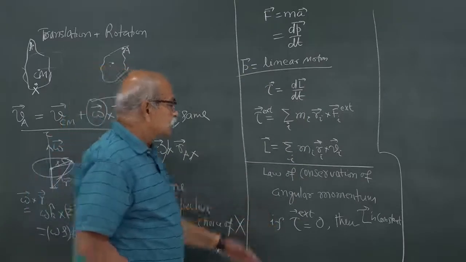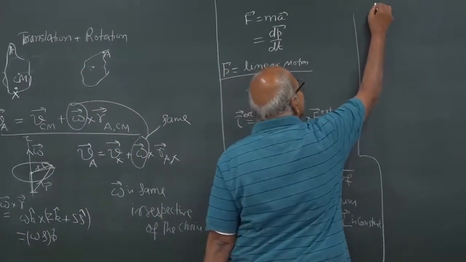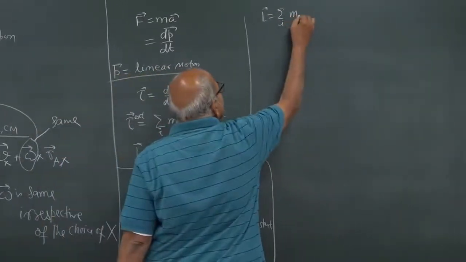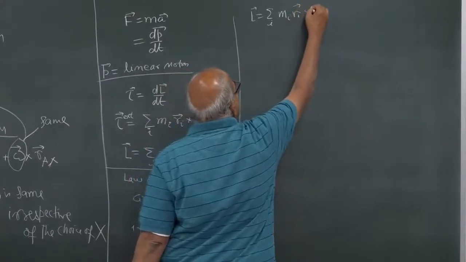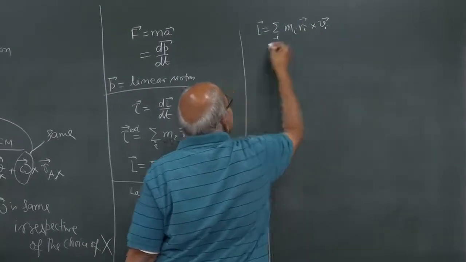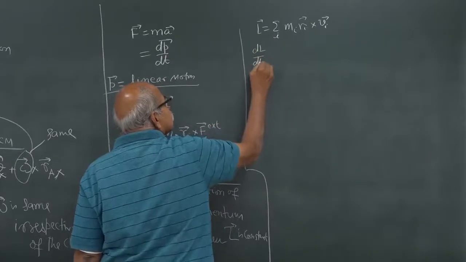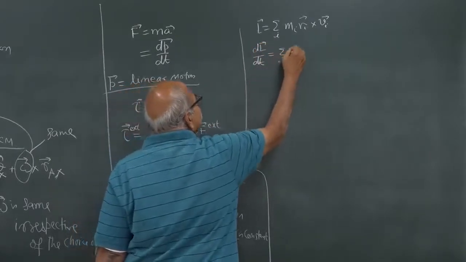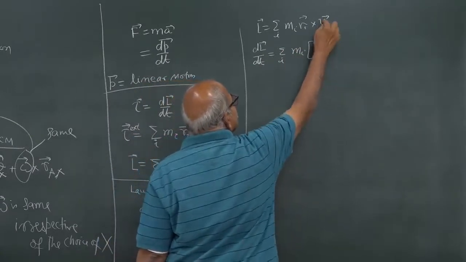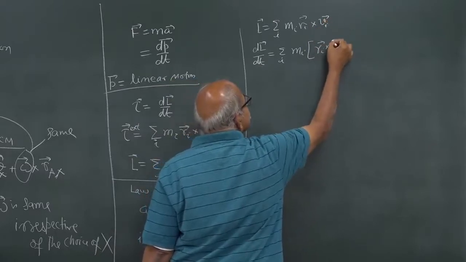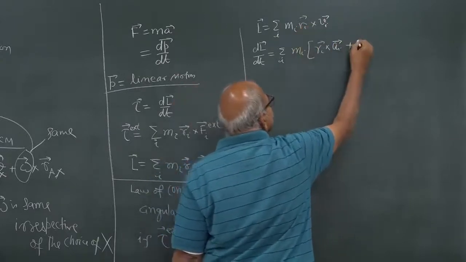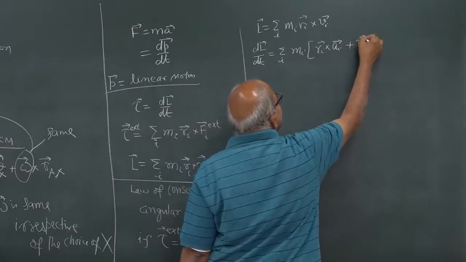And you can show this because when you write L, L is summation over i of mi ri cross vi, or you can write pi here, no problem. And if I differentiate it with respect to time, this will be equal to summation over i of mi and then ri cross differentiation of this, which will be the acceleration of ith particle, and then plus differentiate this, that will be vi cross vi.